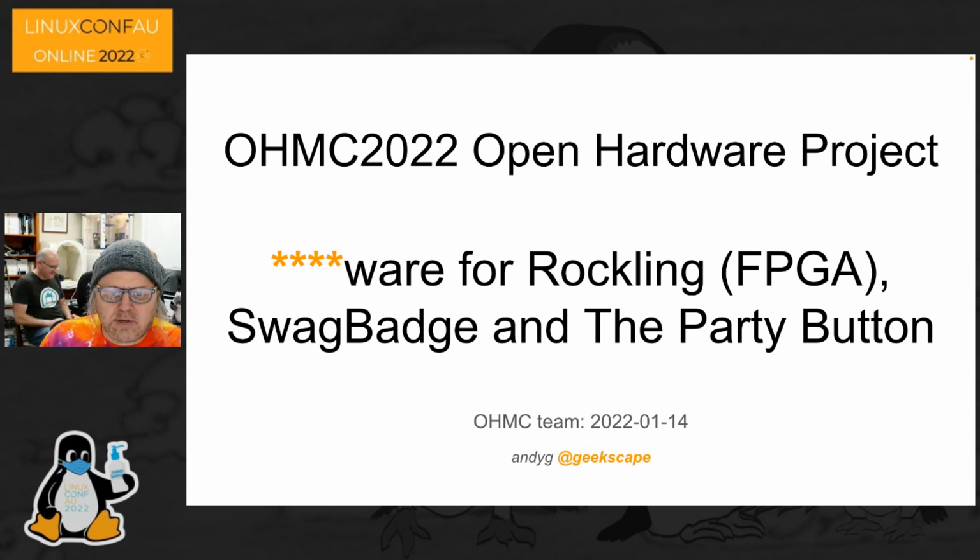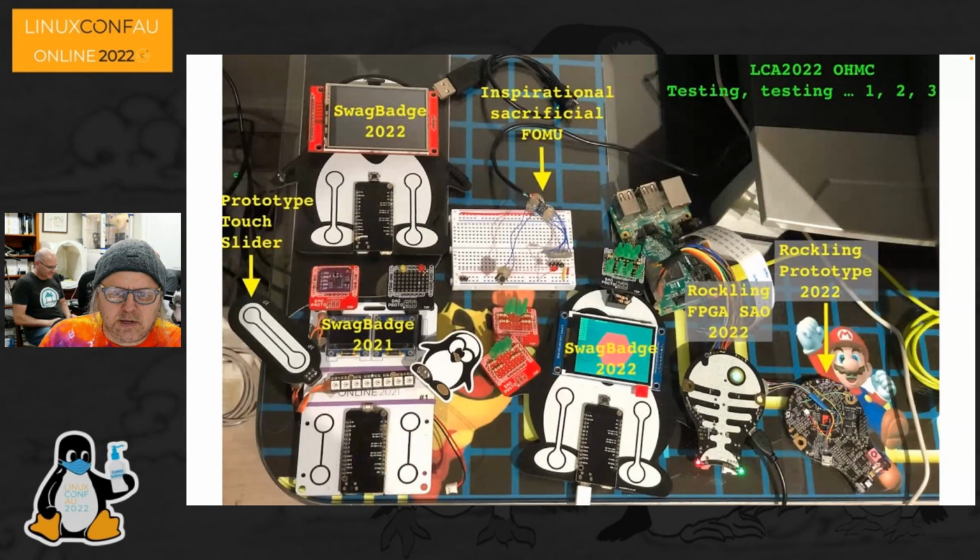Yeah, so this next session is going to be talking about the various wares for the Rockling, the swag bags, and the party buttons. So this is the collection of hardware that we've been playing with throughout developing this project. So we can see last year's swag badge. We've got the new swag badge. We've got various Rockling prototypes in production, and there's no party button there.